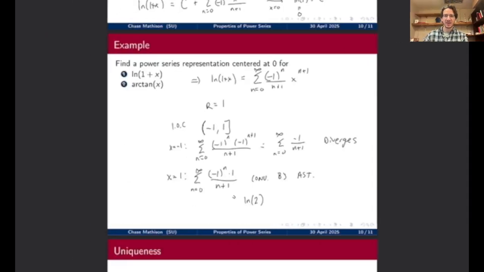All right, so take a second, pause the video, try out number 2. Same idea. I don't know the power series for arctangent of x, so maybe take a derivative and see if you know the power series for that thing. Pause the video and try it out.